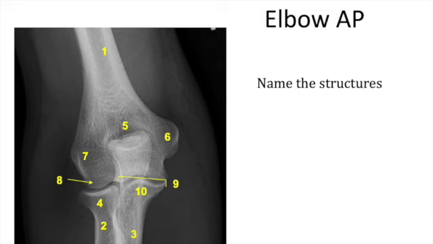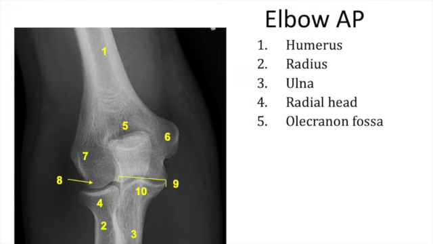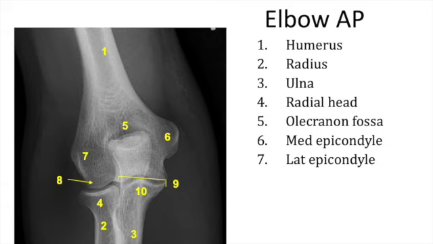So here what I want you to do, this is an AP view of the elbow. Pause the slideshow again. This is a great way to check that you know the structures. So definitely make sure you know the structures, understand the structures, and then when you feel confident, go back to the previous slide and check your answers. Like I said, there's going to be a lot of questions where you're going to have to label radiographs on the final examination.